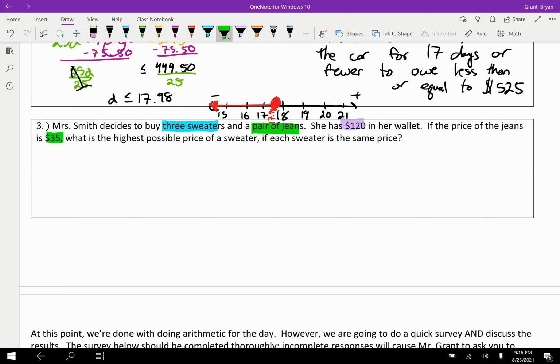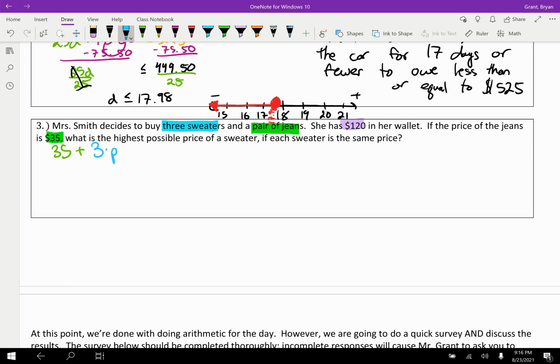Interesting. So let's see what we can do here. Pair of jeans is $35. So we know that she's going to buy $35 first. And then she's going to add on 3 sweaters. However, I don't know how much each sweater is. But since they're the same price, we can just do 3 times whatever that price of the sweater is.